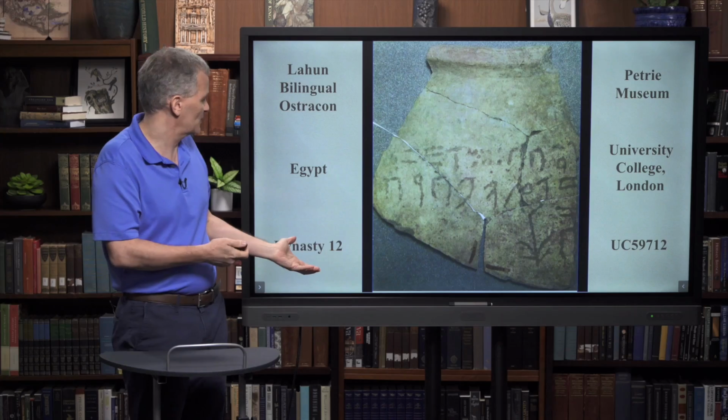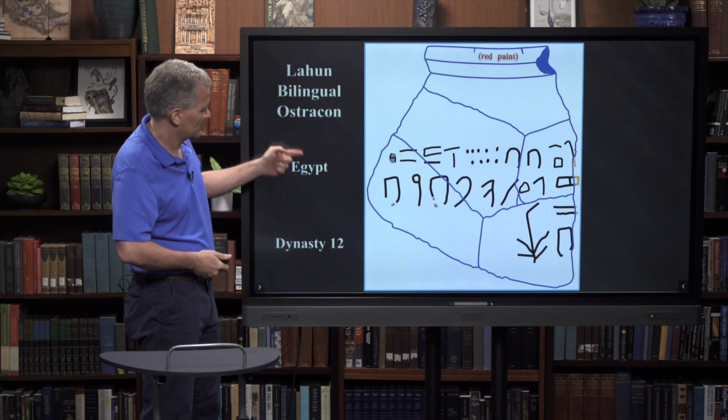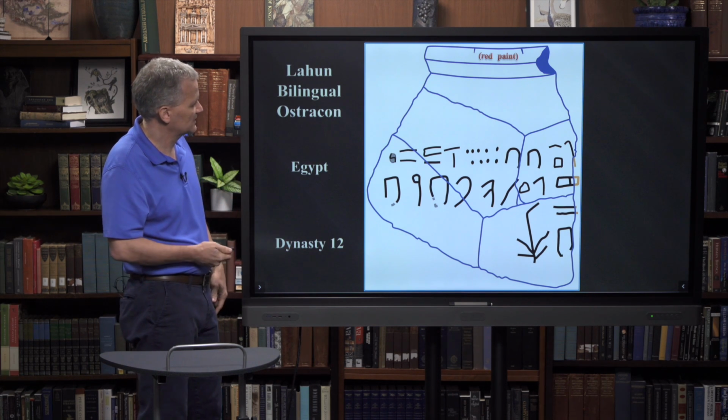It's called the Lahun Bilingual Ostracon that I discuss in my first book, The World's Oldest Alphabet, that identifies Hebrew as the language of the world's first alphabetic script. And it goes all the way back to the 19th century BC. In fact, this very inscription dates to the 12th dynasty or to the 19th century BC.